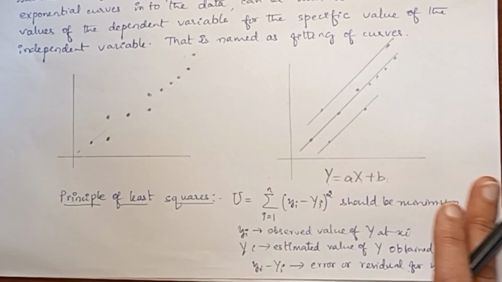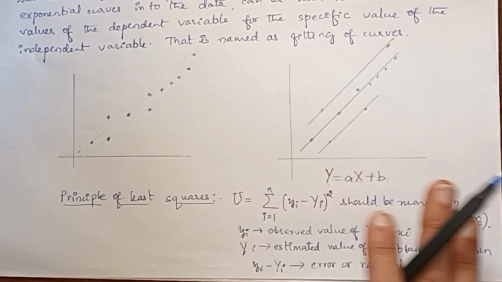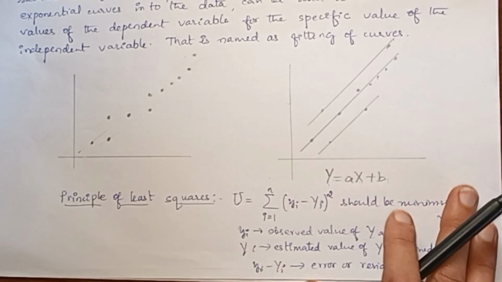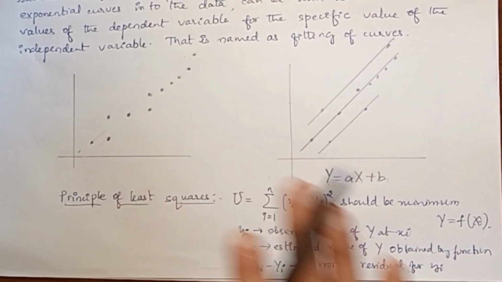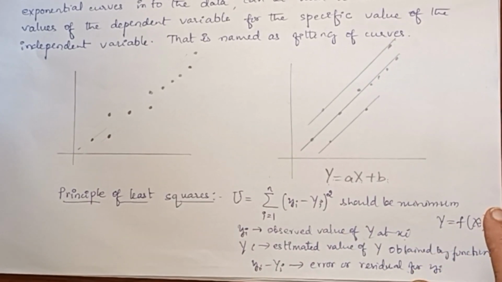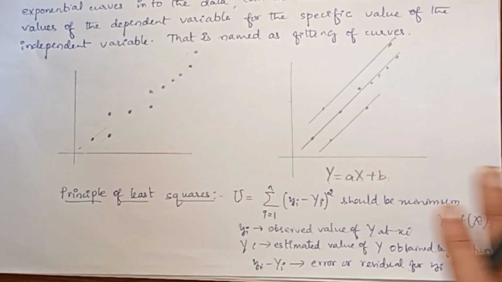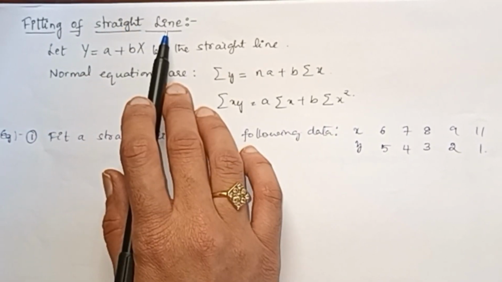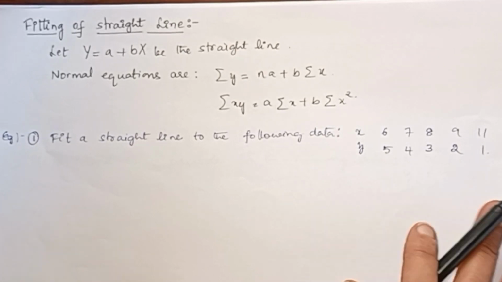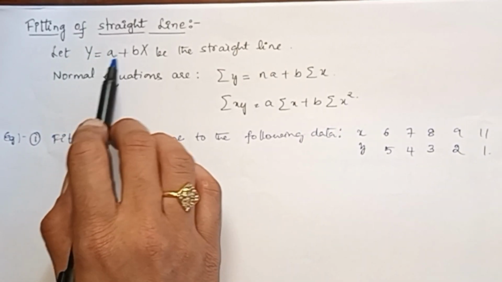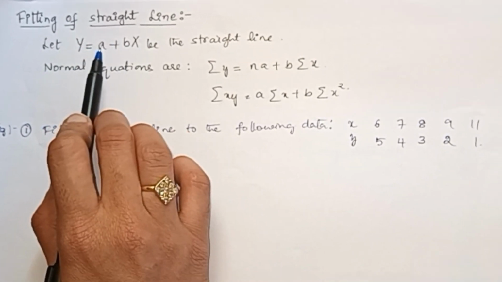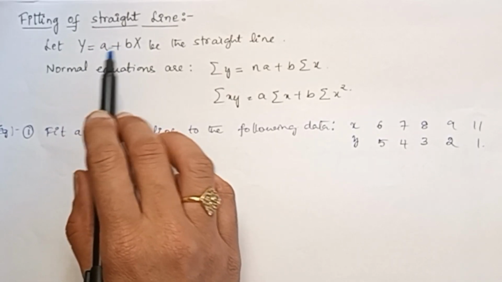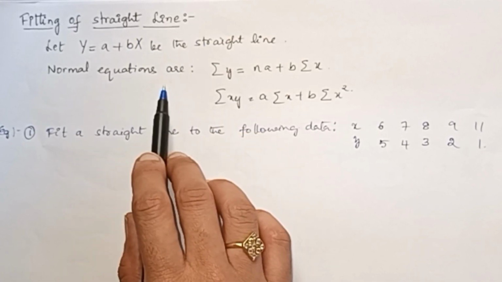There is a derivation for how to obtain it. I don't do that. I'll directly give you the formula for how to fit a straight line into the data, how to fit a curve, meaning a parabola, into the data, and so on. Let us see how to get the normal equations. Now the first topic, fitting of a straight line. How to fit a straight line into the given data. Any straight line has a standard form y equal to a plus bx, where a and b are constants which are to be determined using the normal equations.